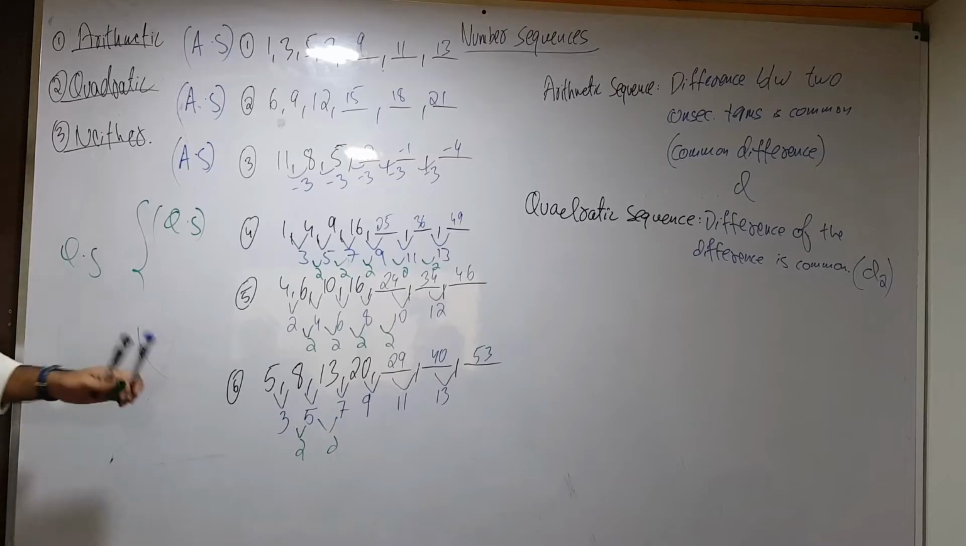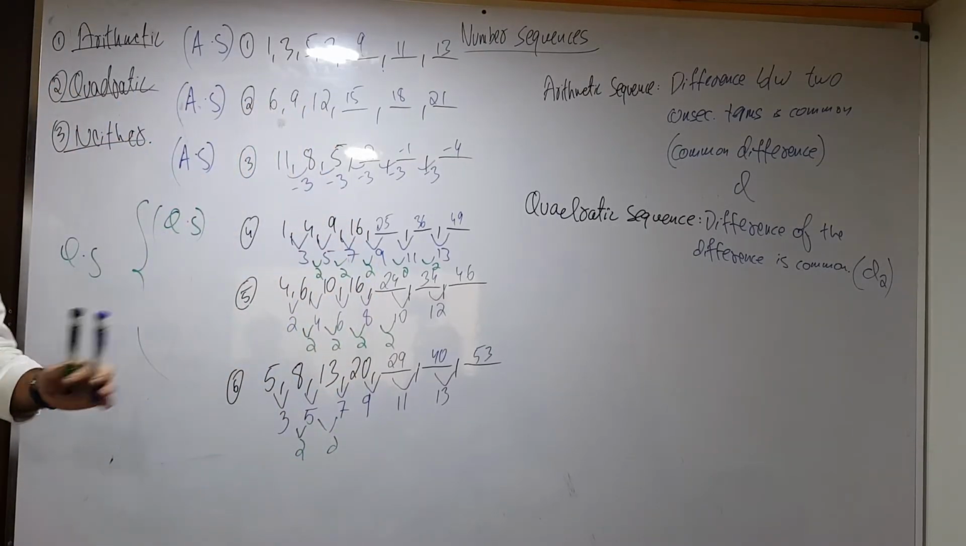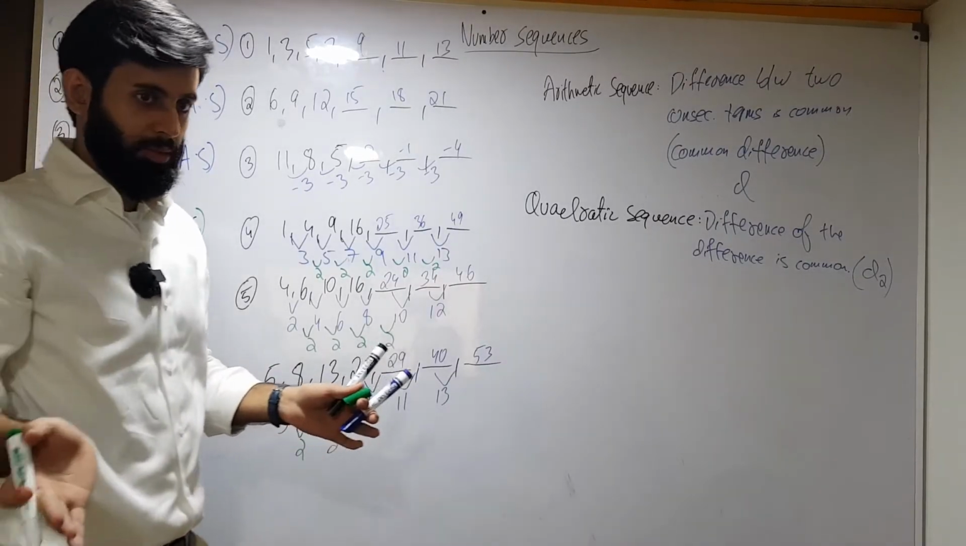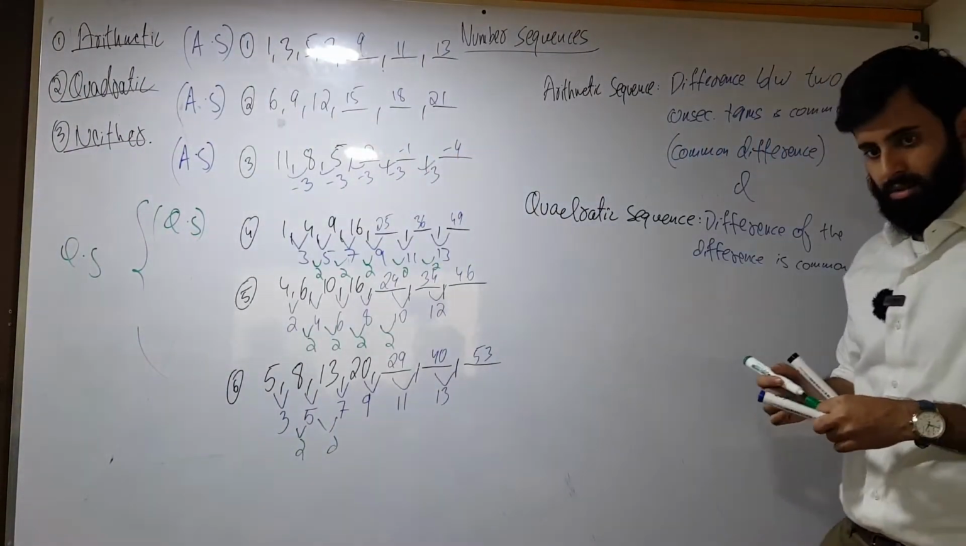Okay? Don't get it into your head that it will always be 2, or always 3 or 4. Okay? It can be anything. If it's the same throughout, that means it's an arithmetic sequence. So I want you guys to copy this quickly.